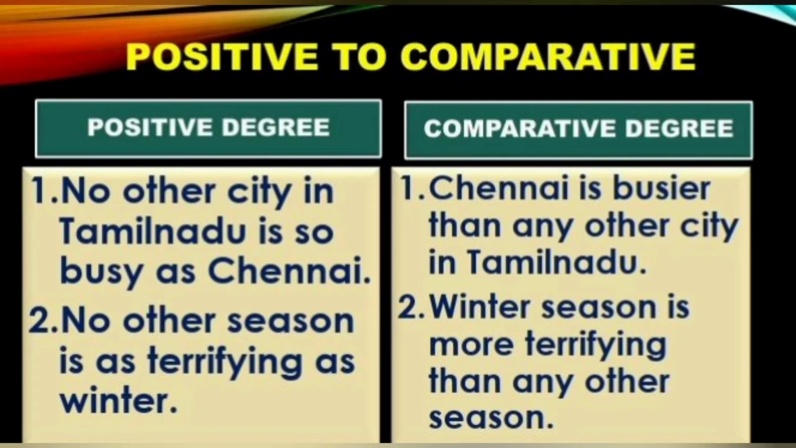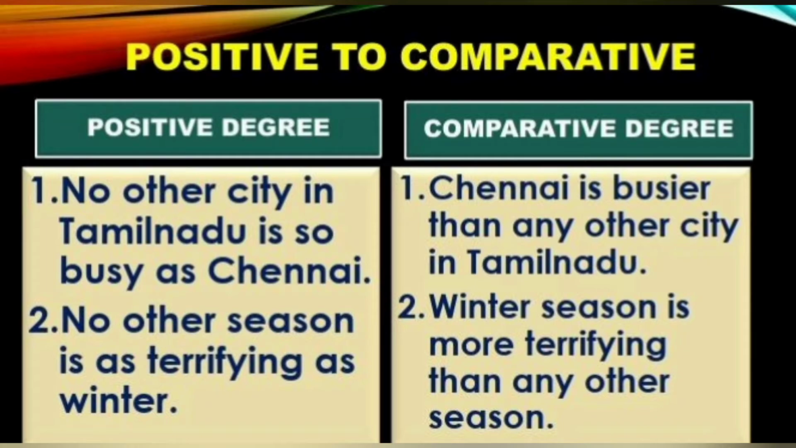First one is positive to comparative degree. Here, two examples are discussed. The first sentence: no other city in Tamil Nadu is so busy as Chennai. Here we can divide it into four parts. The first part is no other city in Tamil Nadu. The verb is, adjective is so busy as, and the last part is Chennai. As we have seen, the last part is taken to the beginning of the sentence when we change it into comparative degree.